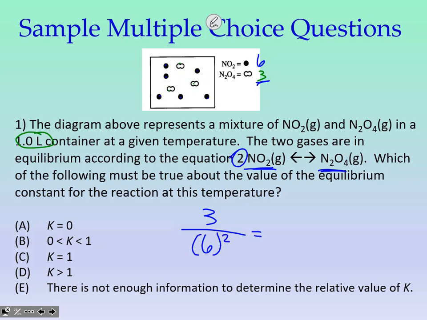Square it. Now, we've got to do the mental math because you're not allowed to use your calculator on this. So, really, what is this? 3 over 36, which is 1 over 12. Very good. Something small. Exactly right. So K is obviously not 0. Duh. 1 over 12. K is not equal to 1. K is not greater than 1. So it has to be B.